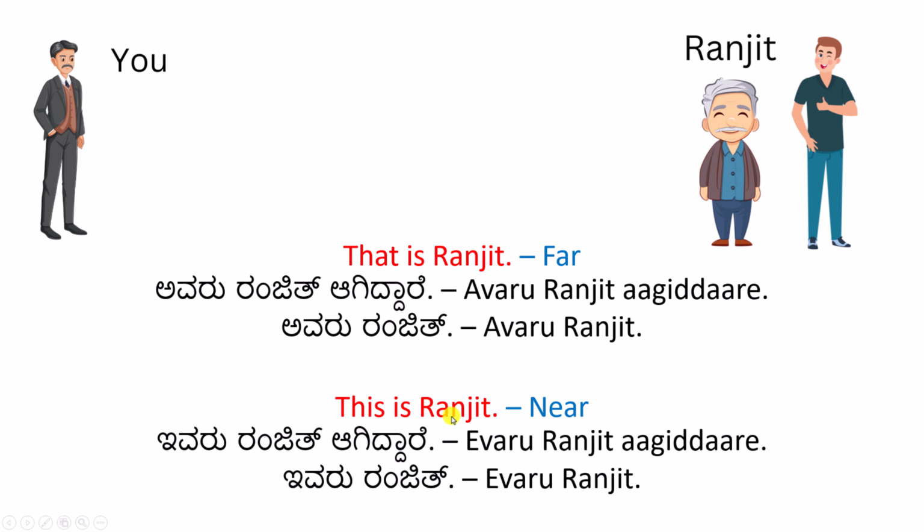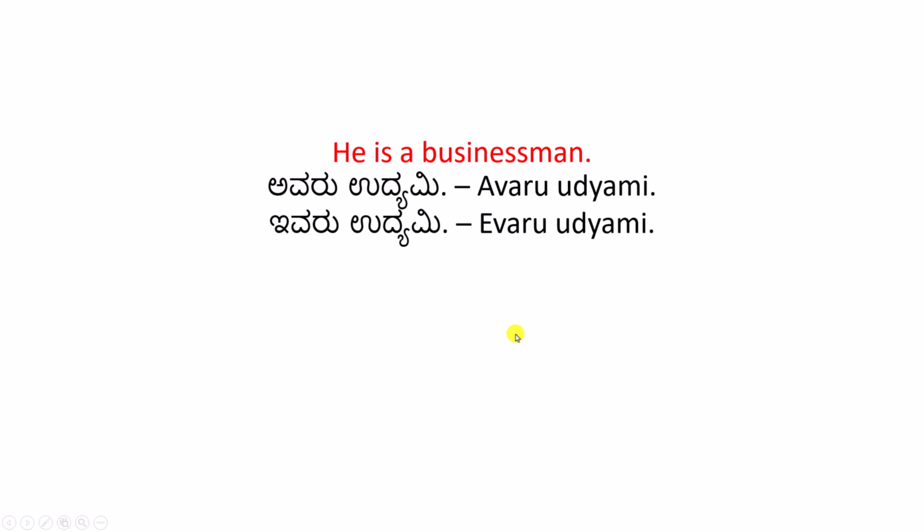This is Ranjit. ಇವರು ರಂಜಿತ್ ಆಗಿದ್ದಾರೆ. ಇವರು is this. This sentence would be ಇವರು ರಂಜಿತ್. Alright. Now, few more examples.